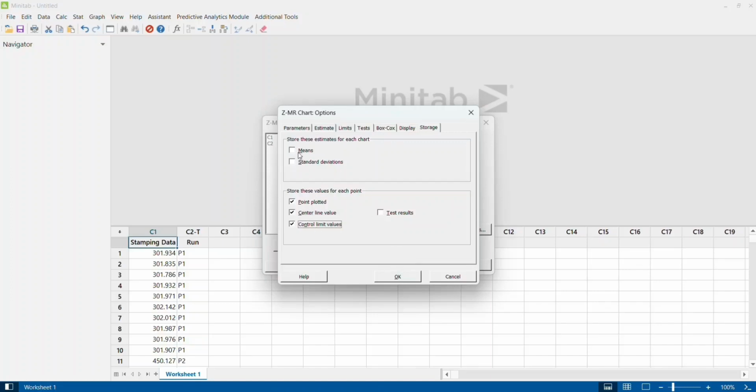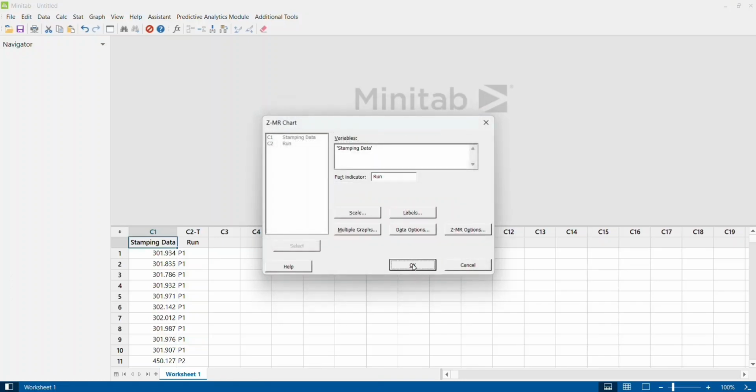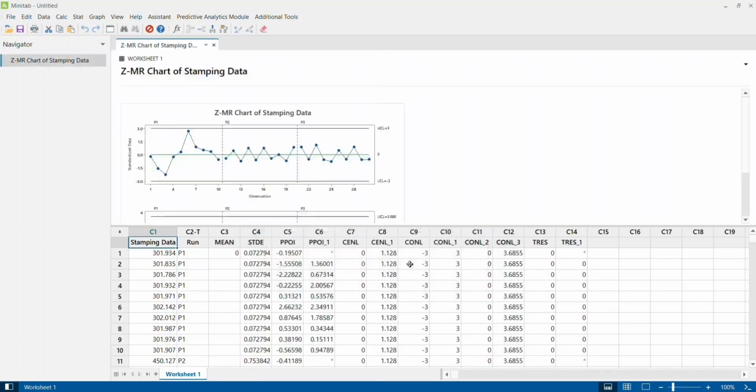Even I can say store my mean, standard deviation, test results. I can put a tick mark on all this and then I can say okay. The benefit of that is if we draw a chart, we will be able to get the chart and we'll also be able to get the corresponding values so that we can check whether these values are correct when we do it in Excel.